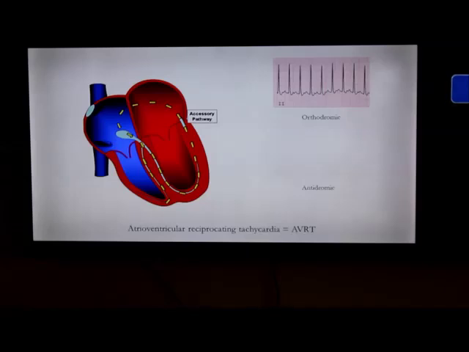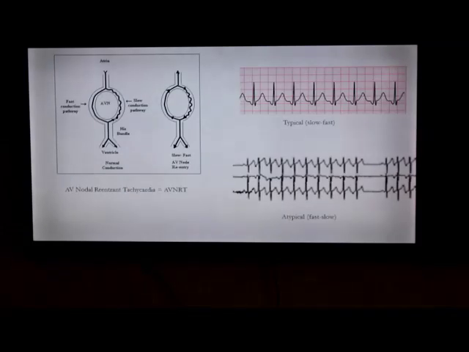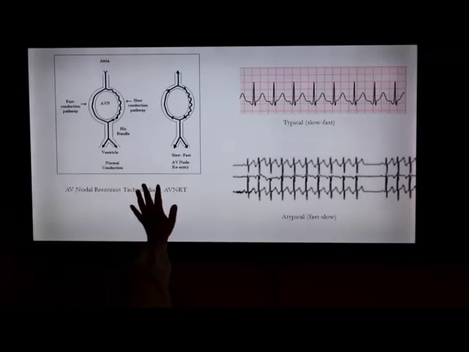So orthodromic is down the AV node and up the pathway. Antidromic is down the pathway and up the AV node, because it's the reverse direction. Orthodromic gives you a narrow complex, antidromic gives you a wide complex. AVNRT, as we said, has two pathways, a slow pathway and a fast pathway.